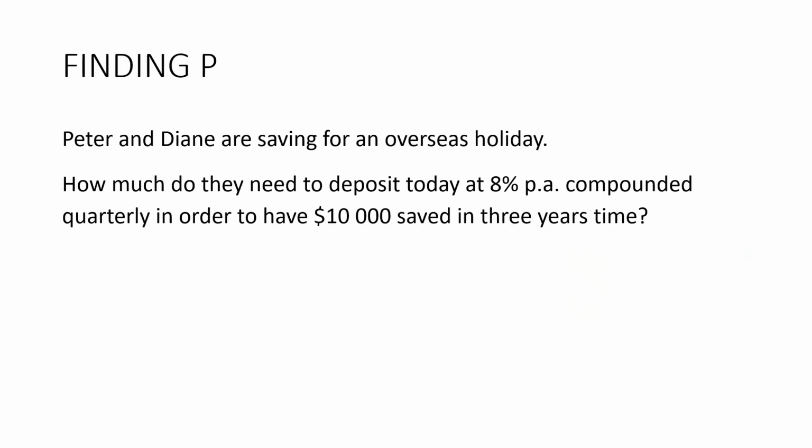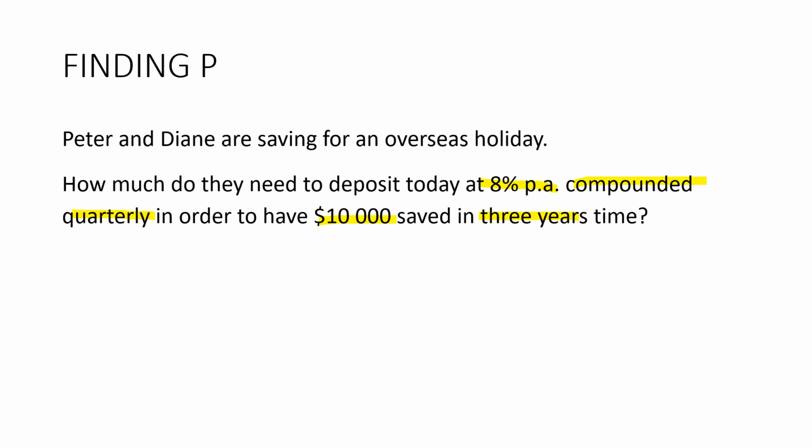Peter and Diane are saving for an overseas holiday. How much do they need to deposit today at 8% per annum compounded quarterly in order to have $10,000 saved in 3 years' time? Let's see if we can unpack this question. Firstly, we have an interest rate, 8% per annum compounded quarterly, so we're going to have to change R and N. We have N is equal to 3 years. But what's this $10,000? It's not the amount we're depositing, it's the amount at the end, it's the amount accrued.